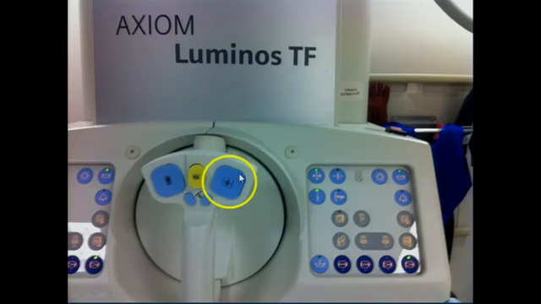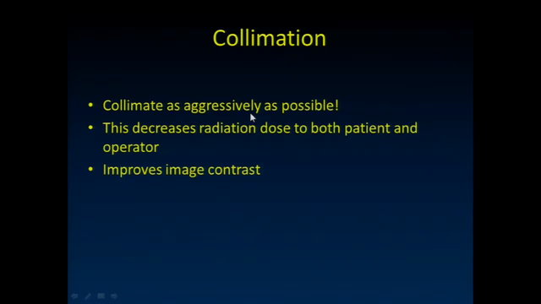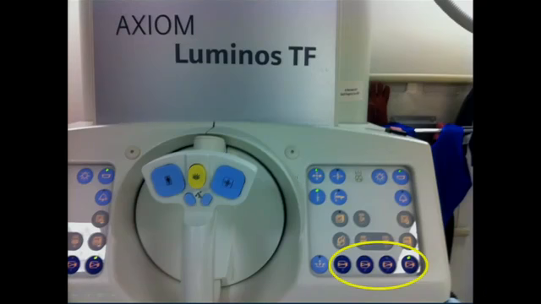These are our collimators. Collimate as aggressively as possible. If you only need to see a particular area, remember, collimation is the one thing that we can do that improves image quality while reducing dose to both you and the patient. So collimate as aggressively as possible. Because of that decrease in scatter, it really improves the contrast or the contrast resolution in our image.